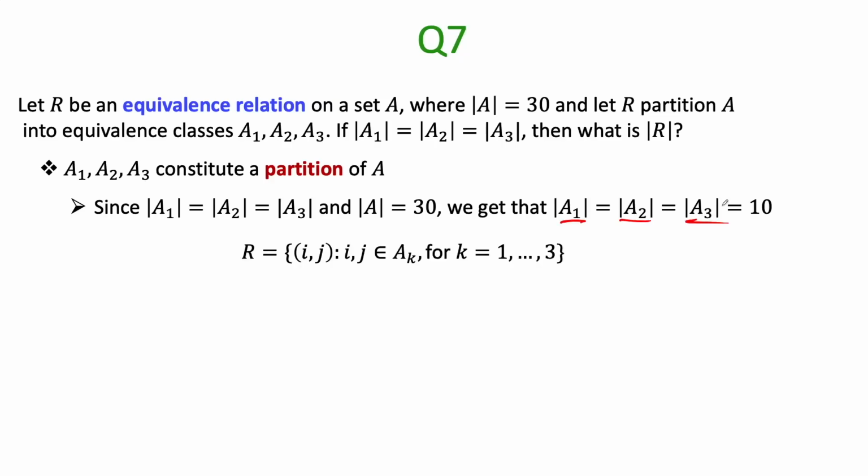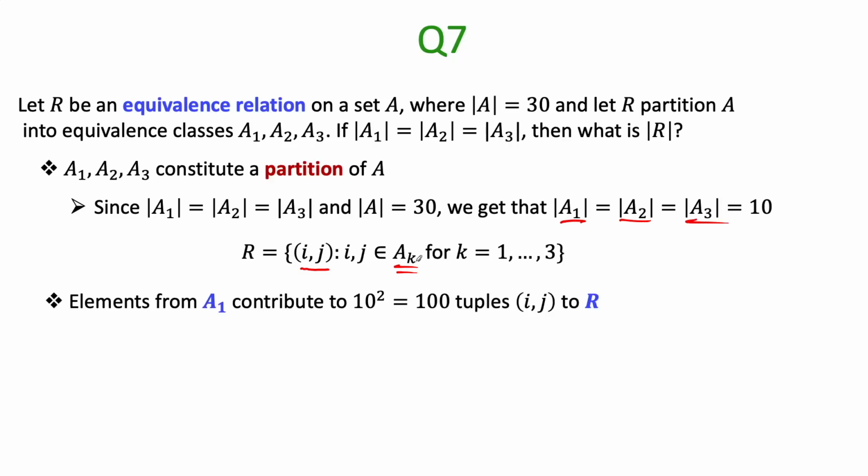Now recall when we showed that for every equivalence relation there is a partition, and for every partition there is an equivalence relation. We showed that if you are given a partition, how you get the corresponding equivalence relation whose equivalence classes will give you that partition, right? In that construction, our equivalence relation consisted of all ordered pairs of the form i comma j, where for every subset Ak in your given partition, if the elements i and j are present in that subset, you add the ordered pair i comma j.